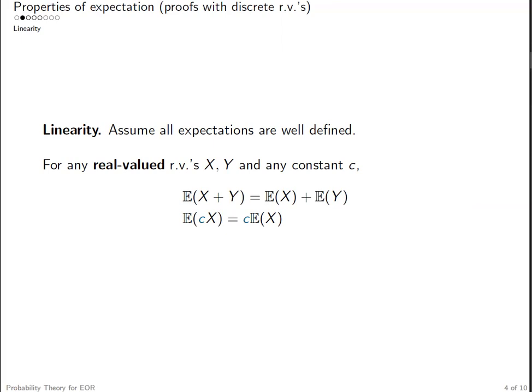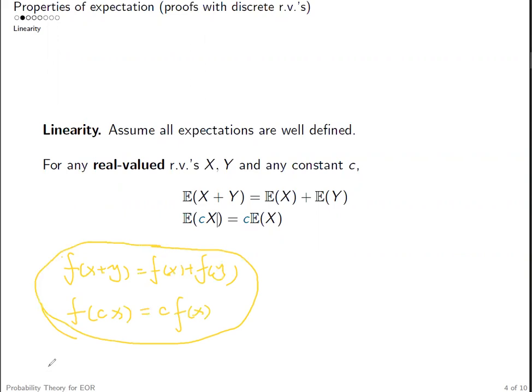We know if we have a function satisfying the following two conditions, f(x plus y) equals f(x) plus f(y), and f(cx), a scalar times x, a constant times x, equals c times the function value f(x). If a function satisfies those two conditions, we would call this a linear function. And look at here, for expectation, we have exactly the same structure, so the expectation is a linear function.